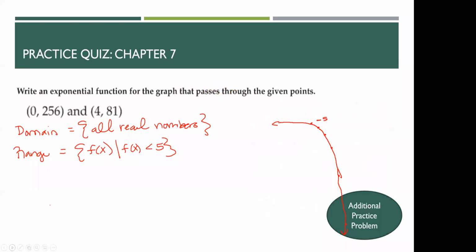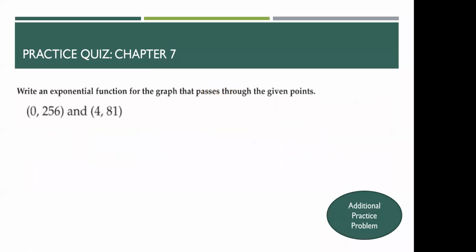Okay, so let's go on to the next problem. This is an additional practice problem, so this was not in the practice quiz, but it definitely will be on the quiz. It says to write an exponential function for the graph that passes through the given points. Okay, so you have to remember that an exponential function looks like this: y equals a times b to the power of x, okay? Where b is the base of your function and a is equal to the y-intercept.